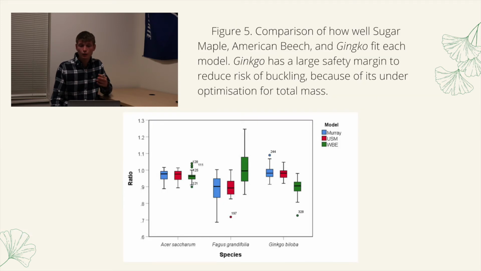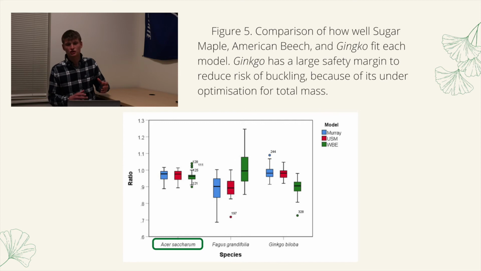We can also see how Ginkgo compares to some other species that we looked at, and there are some interesting differences here. We can see how it compares to sugar maple and American beech. If we look at sugar maple, it seems to be slightly under-optimized, but all three models we looked at seem to be about the same. My interpretation of this is that sugar maple is trying to be successful in all areas. It's not perfectly optimized for everything, but it's not severely lacking in any areas.